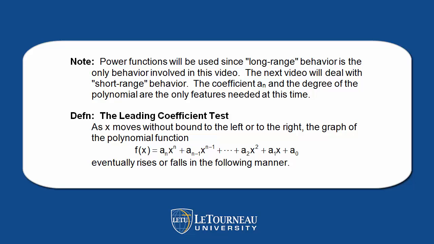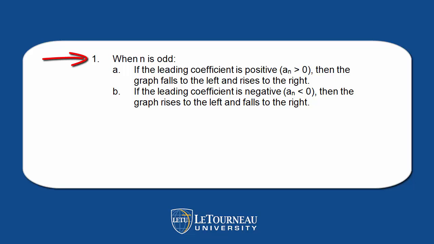We're going to be using the leading coefficient test. The leading coefficient is the coefficient of the highest power of x. When n is odd, that's the degree of the polynomial, if a sub n is greater than 0, it's going to fall to the left, rise to the right, and do the opposite if a sub n is less than 0. So let's look at some examples here.